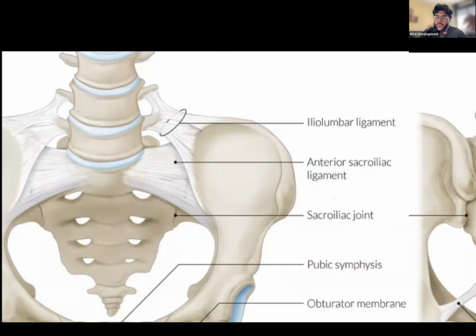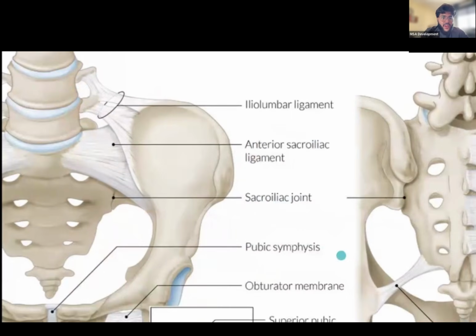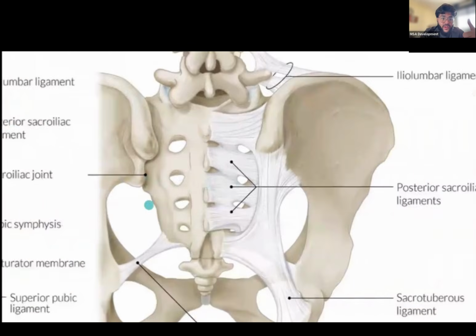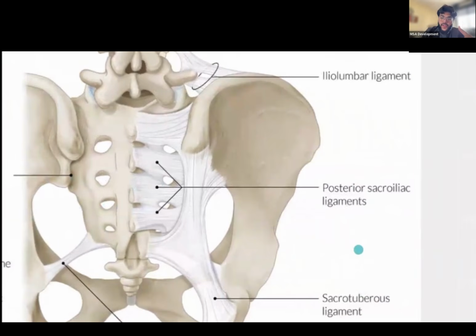It's there to reinforce the connection between the sacrum and the ilium, as in the name itself. Because there's an anterior one, you'll have a posterior sacroiliac ligament. The posterior sacroiliac ligament is much stronger than the anterior sacroiliac ligament. It stabilizes the sacroiliac joint posteriorly by connecting the sacrum and the ilium.